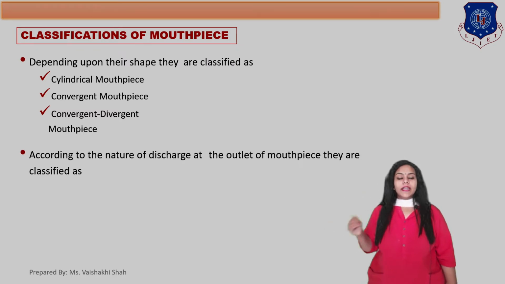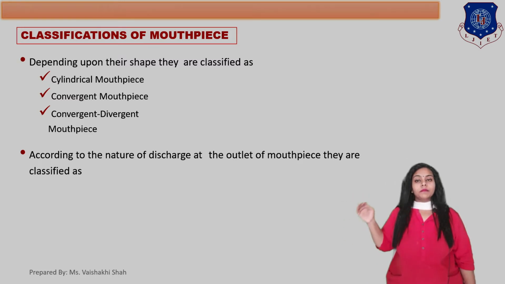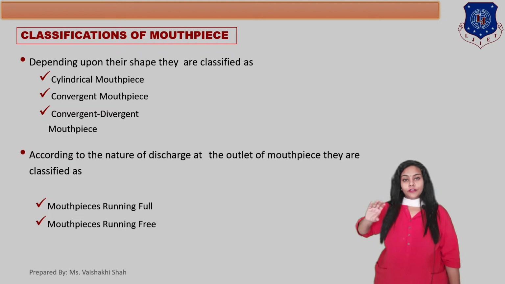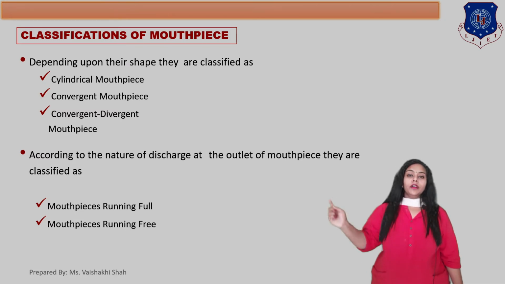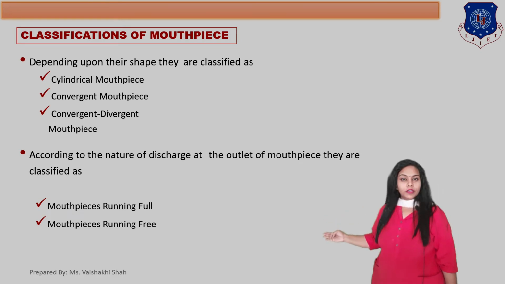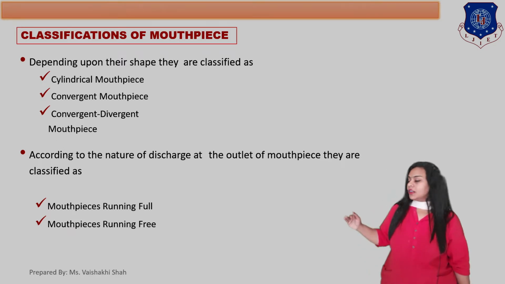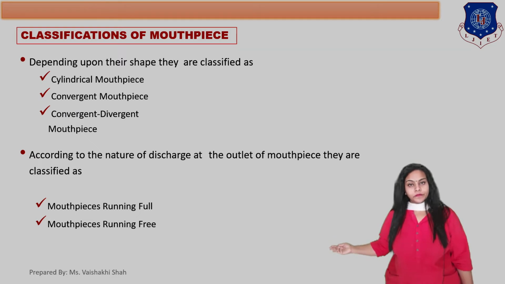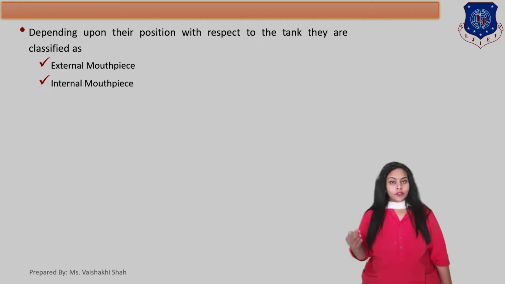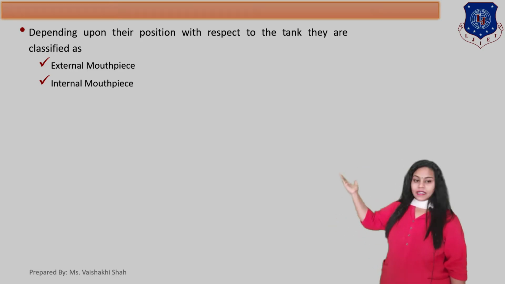Okay. Now the second type of mouthpiece is according to the nature of discharge at the outlet. Mouthpieces are classified as mouthpiece running full. If your pipe is running full, your fluid covers all the area of the pipe, then it is called mouthpiece running full. And if it is partially filled or partially empty, then it is called mouthpiece running free. Okay. The next type, depending upon position with respect to the tank, is classified as external mouthpiece and internal mouthpiece.